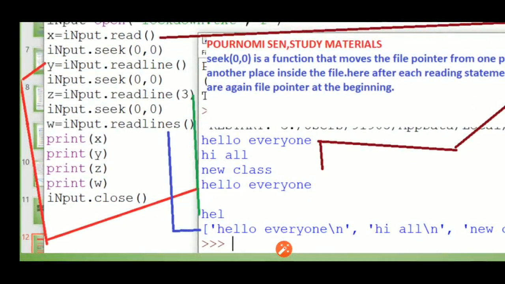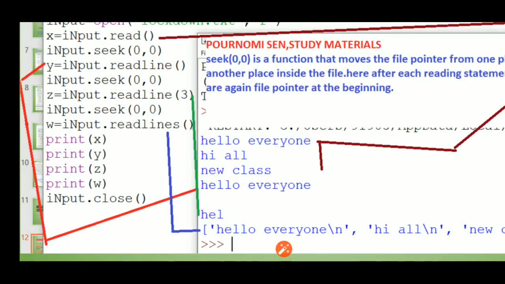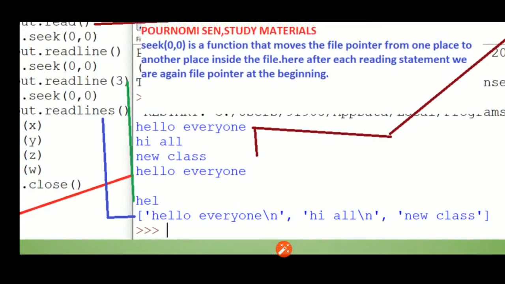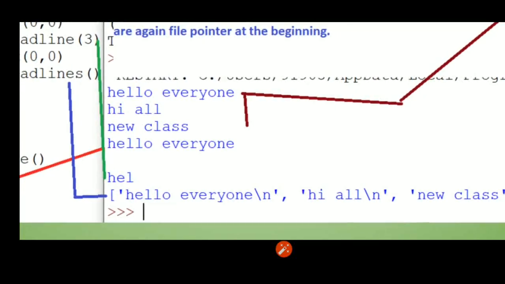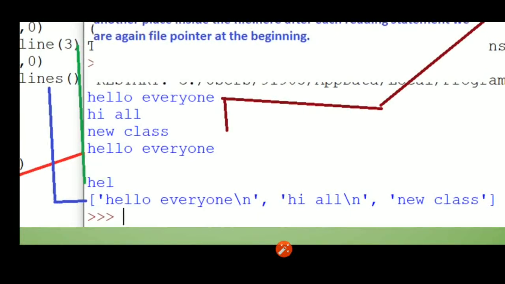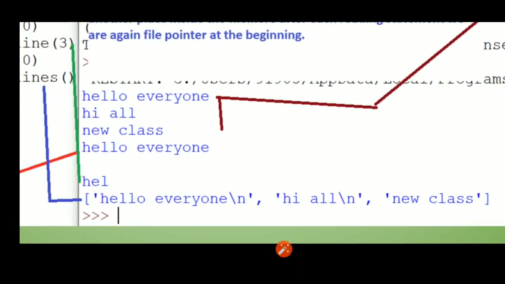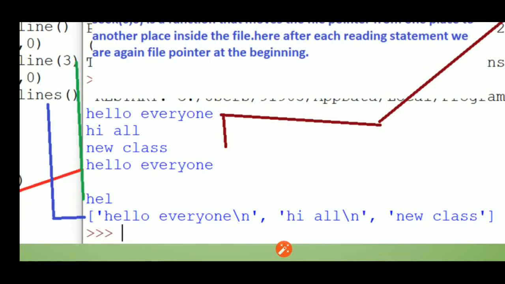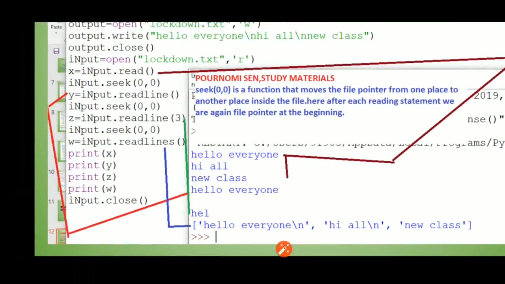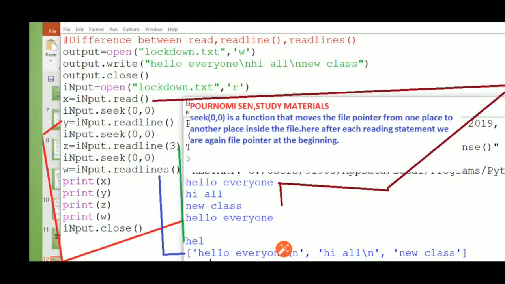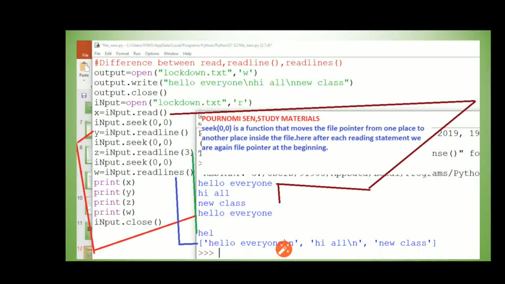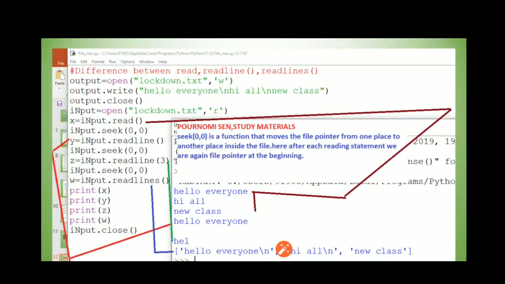So w is a list. There will be three list elements. As you can see in the output, a list is being printed. The first element is hello everyone, which is the first line. The second element is hi all, which is the second line, and the last element is new class, which is the last line. So these are the differences between read, readline, readline with some number in brackets, and the last one, readlines. These four different read functions are there.